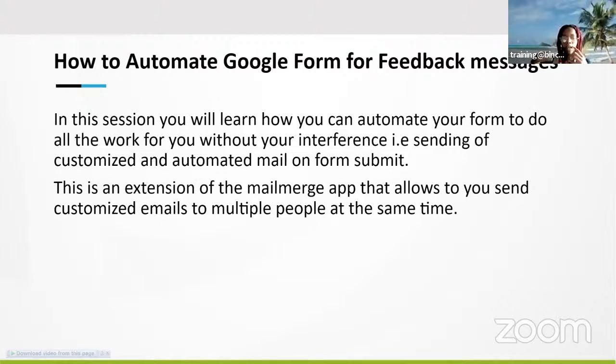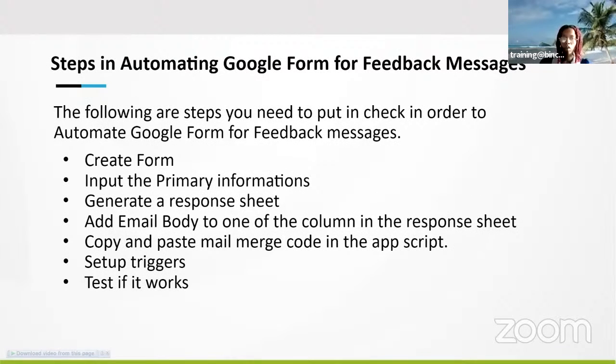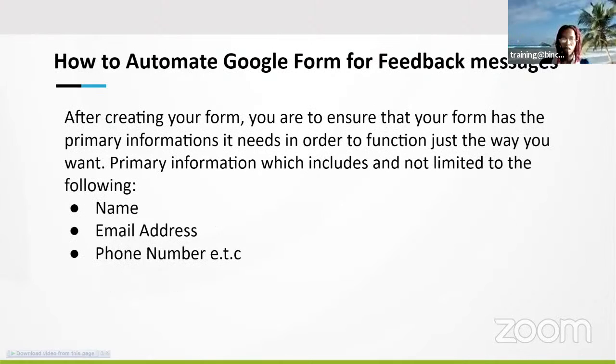So we're just going to see how we can automate forms. Remember, you can create forms on Google, and this is actually an extension of the Mail Merge app that allows you to send customized emails to multiple people at the same time. So how do you actually go about this? The first thing you need to do is create a form. You need to input the primary information. You need to generate a response sheet, add the email body. You need to get the mail merge code in the app script. You need to set up triggers and then test to make sure that it works.